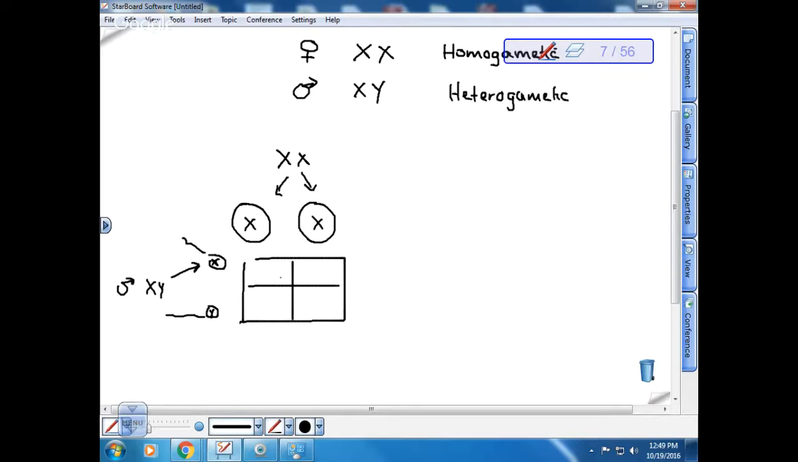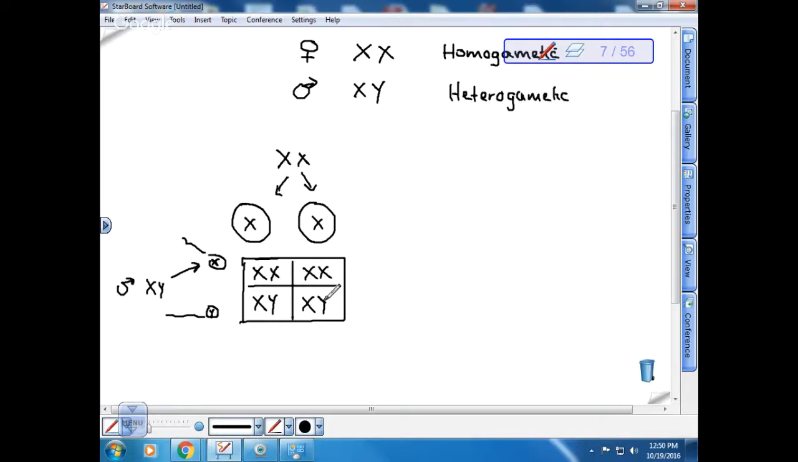which we'll talk about, this is called a Punnett Square, okay? We can combine the egg and the sperm here. That would be a female offspring. This would be a female offspring. This would be one X and one Y. That would be a male offspring. And this would also be a male offspring.